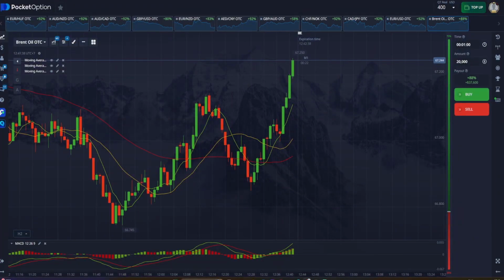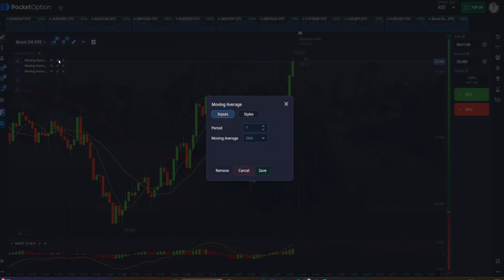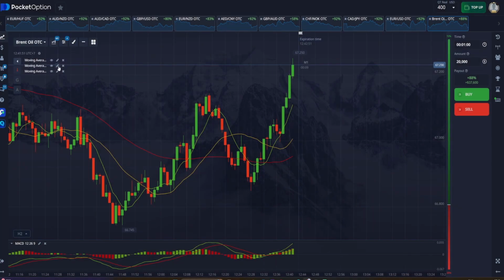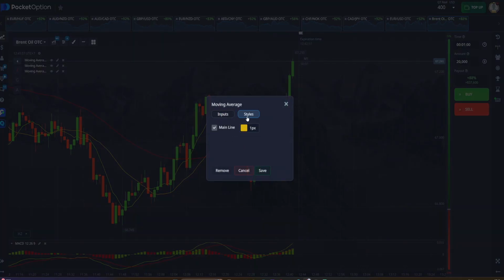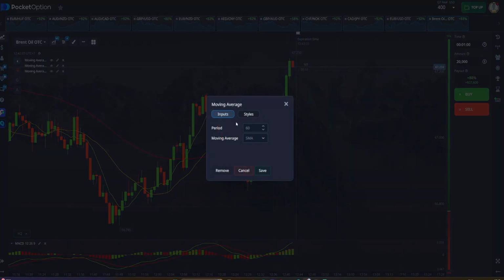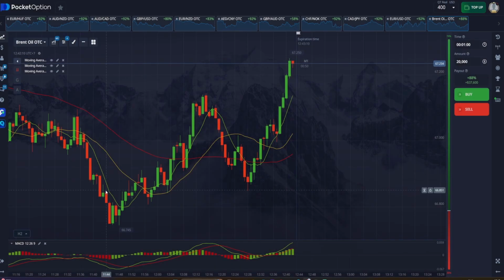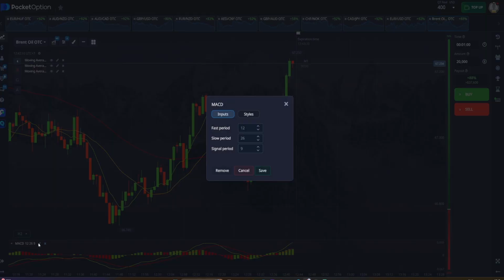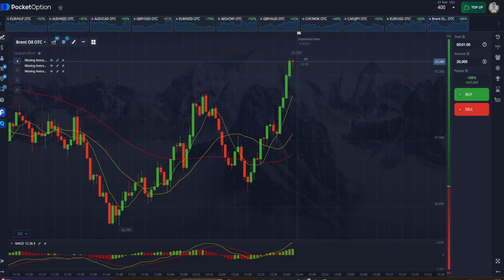The first step in setting up this strategy is to apply 3 moving average indicators to your chart. Start with a 7-period moving average in green, which will help you monitor short-term price movements. Next, add a 20-period moving average in yellow to capture the medium-term market trend. Finally, place a 60-period moving average in red to identify the long-term direction. Alongside these include the MACD indicator with its default parameters. This will serve as a confirmation tool for both momentum and overall market trend.